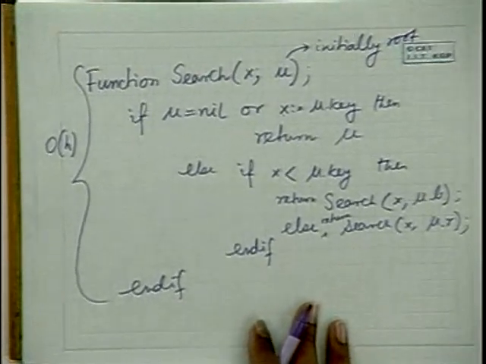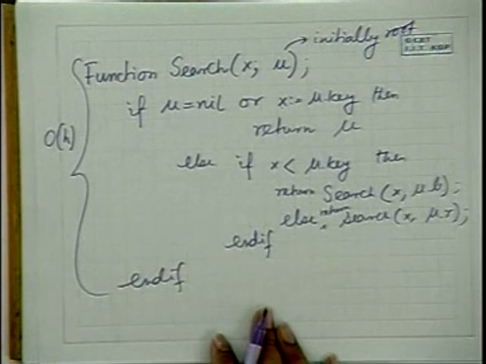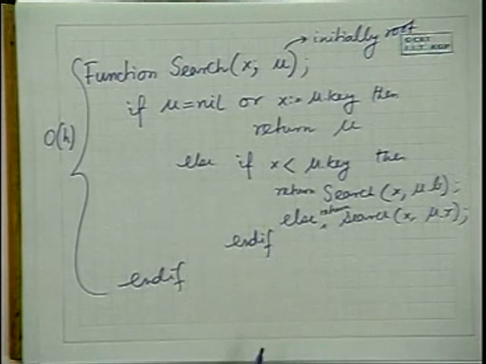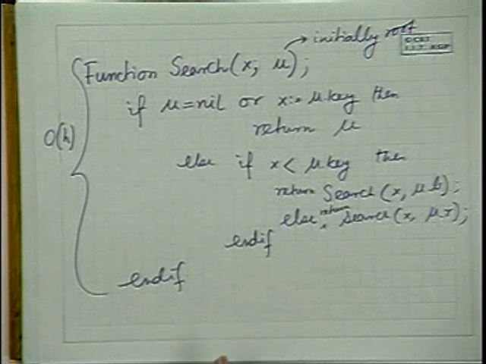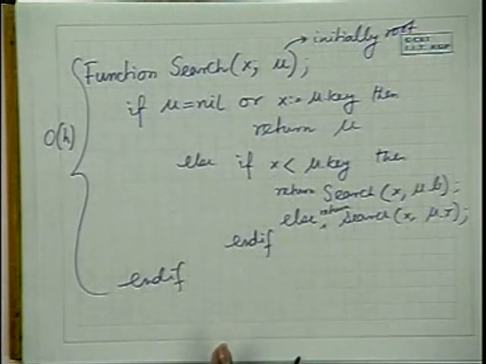We'll see. In the worst case, in a binary search tree, if you are not keeping it balanced, the height h may not be log n. It may be order of n. So one thing you should keep in mind: a binary search tree does not guarantee that the height will automatically be log n.